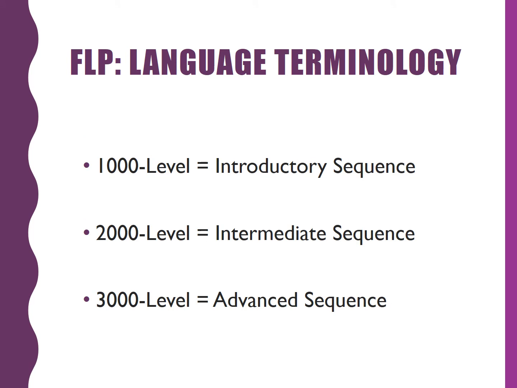Language terminology is really important if we're going to understand the foreign language requirements. So the 1000 level tend to be what we would call introductory sequencing. 2000 level classes are going to be the intermediate sequence, and then 3000 levels is going to be the advanced sequence. It's pretty basic, pretty easy to understand, but it's important to understand those steps because that is going to play a part when we start talking about where proficiency starts to happen.